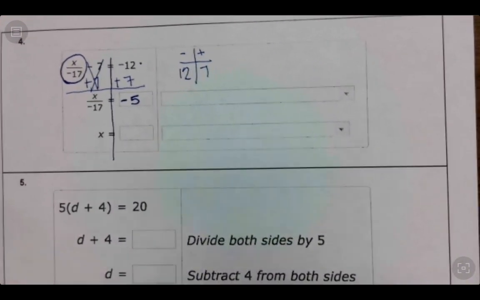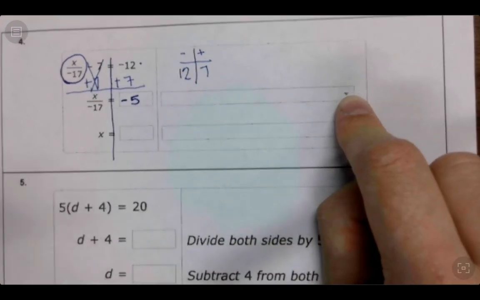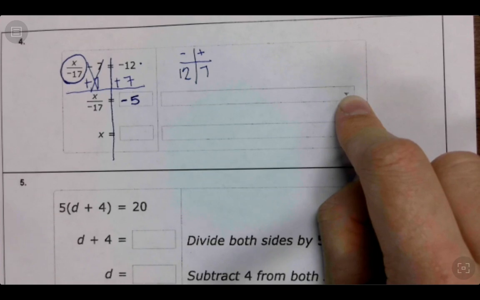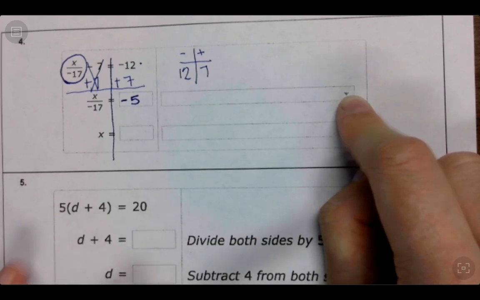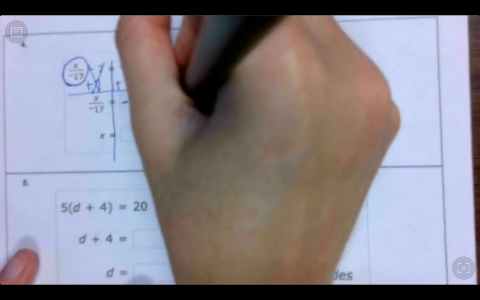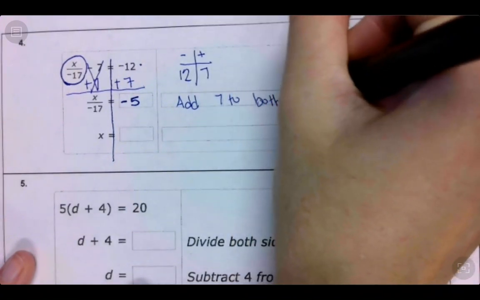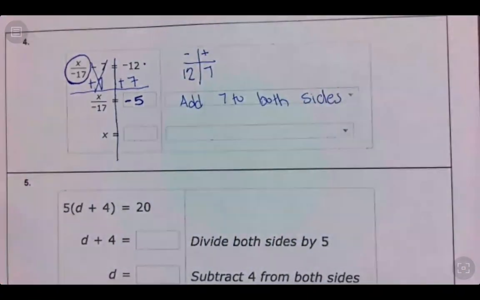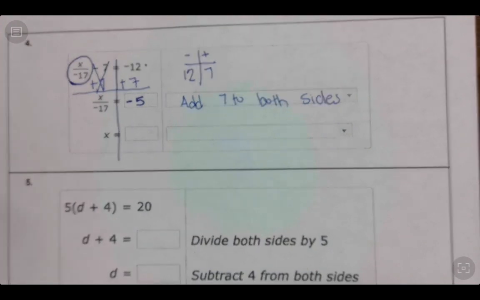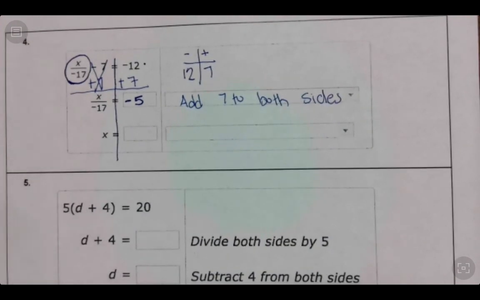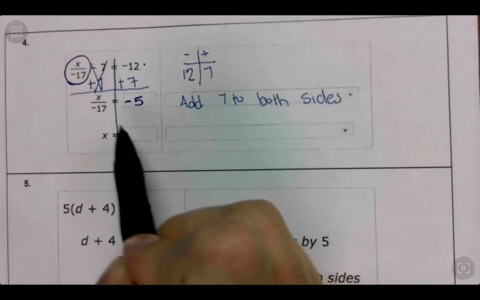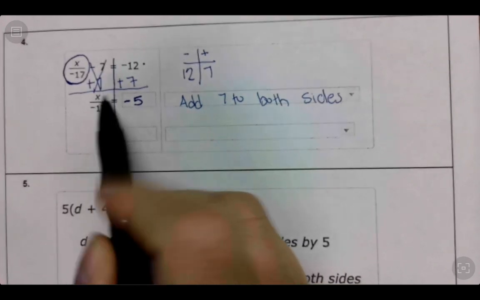And then on IXL, you would push this little arrow and it would give you the option. So all you're doing is telling IXL what you did to get -5. What did you do to get -5? You add 7 to both sides. That's all you did. So again, IXL is going to have options for you. You just have to pick the right one. All right.